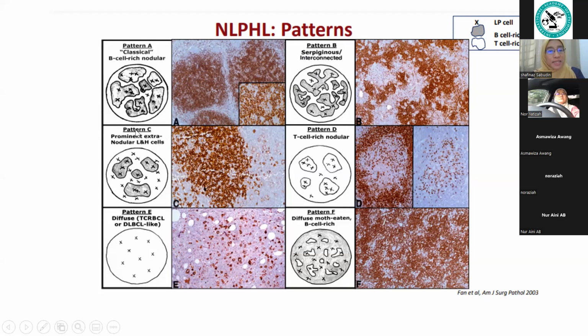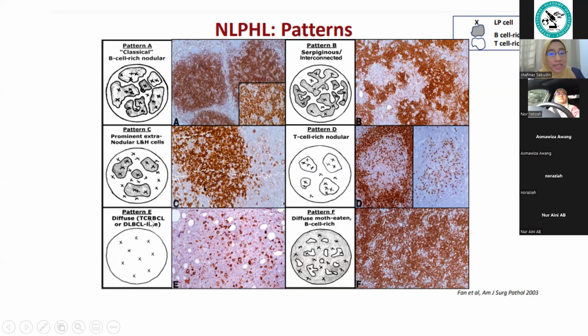Okay. Now the next pattern is pattern C. Pattern C is also still nodular, as you can see on the CD20 immunostain, but now you can see some LP cells being highlighted by the CD20, which are located outside the nodule. So these are the prominent extranodular LP cells, in the background, okay? And pattern D is still nodular, but now within the nodule, it is not picking up any small B lymphocytes. It is now rich in T cells, but CD20 highlights the LP cells.